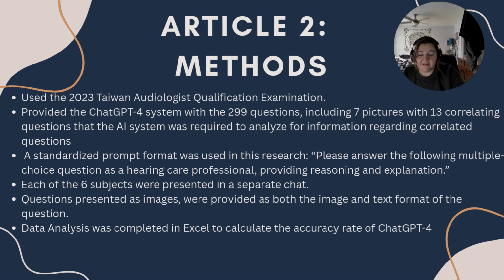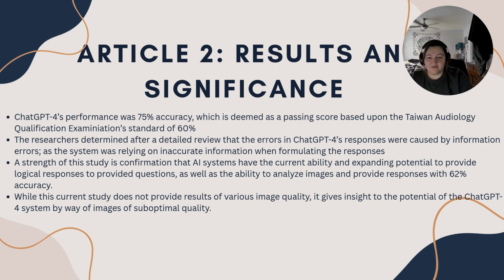When looking at the data analysis for this study, it was completed in Excel to calculate the accuracy rate of ChatGPT-4's responses. When moving into the results section of this study, ChatGPT-4's performance was 75% accuracy across all 6 subjects, which is deemed as a passing score based upon the Taiwan Audiology Qualification Examination standard score of 60%. The researchers determined after a detailed review that the errors in ChatGPT-4's responses were caused by information errors, and the system was relying on inaccurate information when formulating its responses.